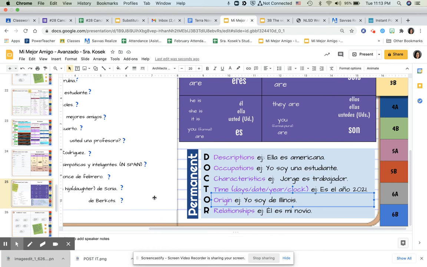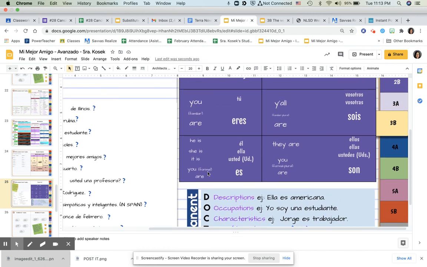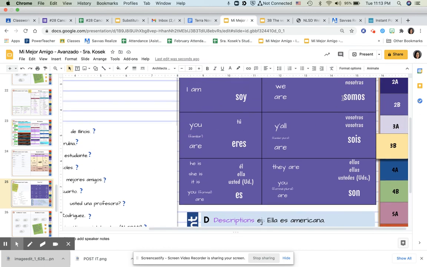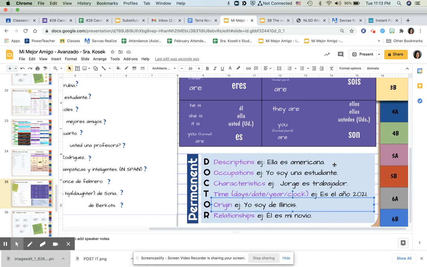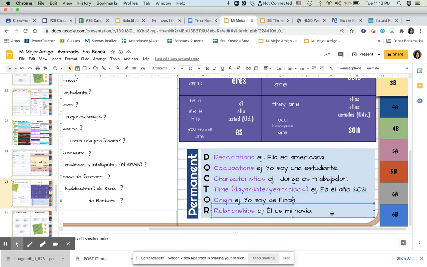Your homework tonight is to do the left-hand side. I'll create another little mini video at that time. But again, hopefully the ser is not new for you. Soy, eres, es, somos, son. This is kind of more new. This is very advanced. So if you can learn this sooner, you will do much better next year. DOCTOR: descriptions, occupation, characteristics, time, origin, relationships. Again, I want to reiterate that these are more permanent ideas as compared to the estar, which is more temporary.